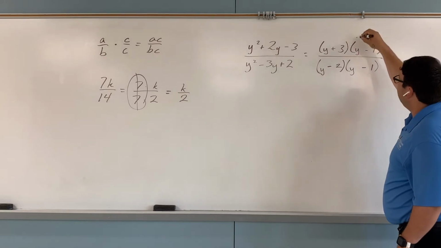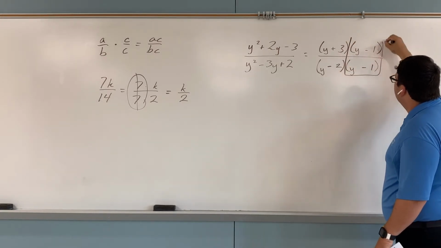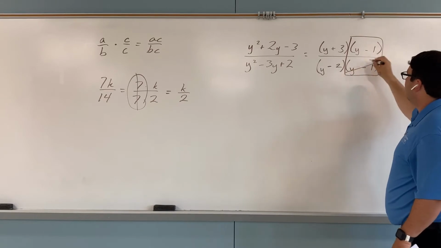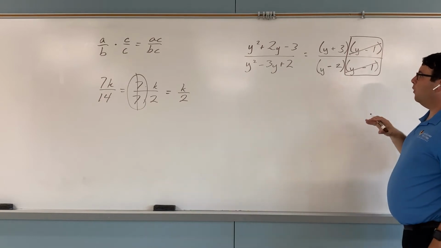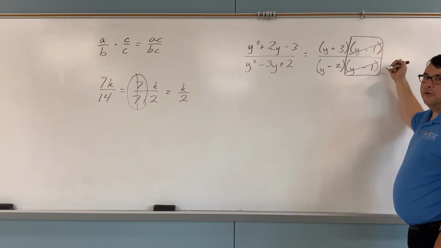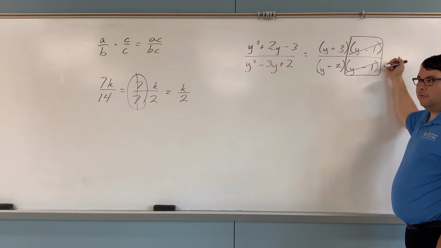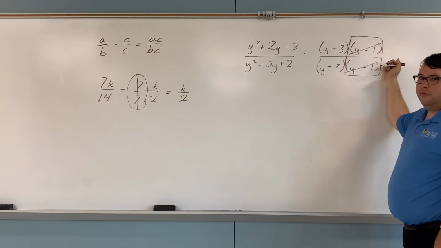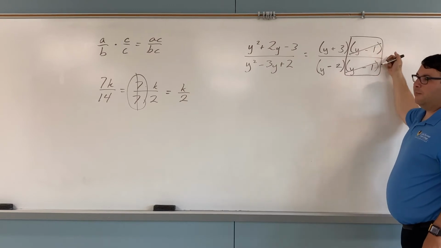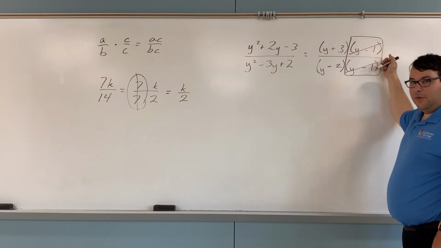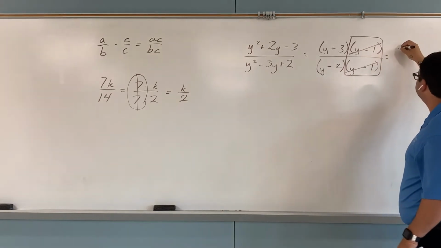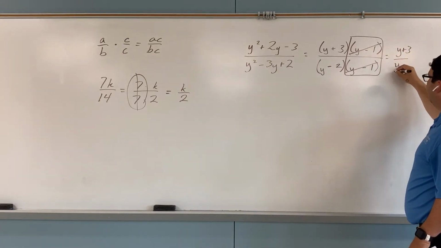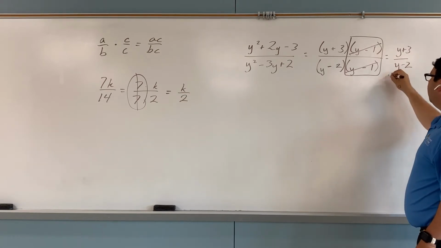Yes. I can cancel the entire term of y minus 1 because it occurs in both numerator and denominator. Now, this only works if you have something exactly over itself as a product. So something in the numerator exactly over something in the denominator, and those have to be the same exact term. I'm using exact a lot to emphasize that. What are you left with? I'm left with y plus 3 over y minus 2. That is my end result right there.